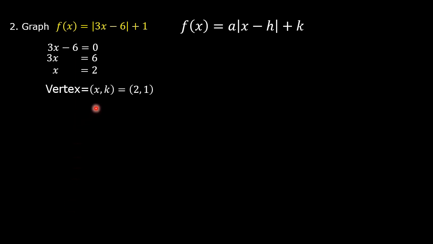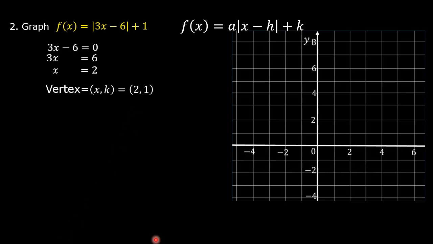So the vertex is the point x, comma k. x is equal to 2 and k is equal to 1. So the vertex is point 2, comma 1. Let us plot this point on the coordinate plane. This is the point 2, comma 1. This will be the vertex of the graph.